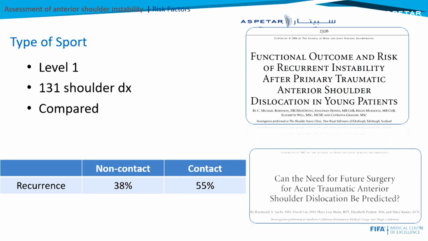Type of sport: there is a very nice level 1 study. They included 131 professional athletes who had first time dislocations and divided them into non-contact and contact athletes. It's not surprising that contact athletes have 2 times more dislocations than non-contact athletes.